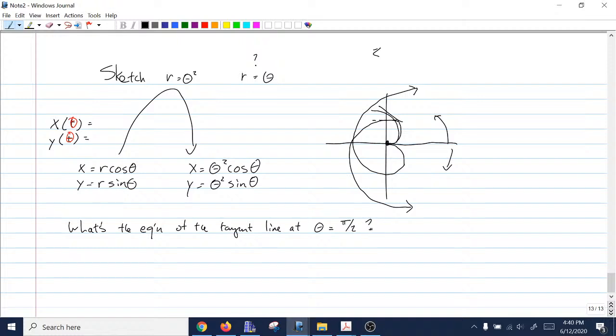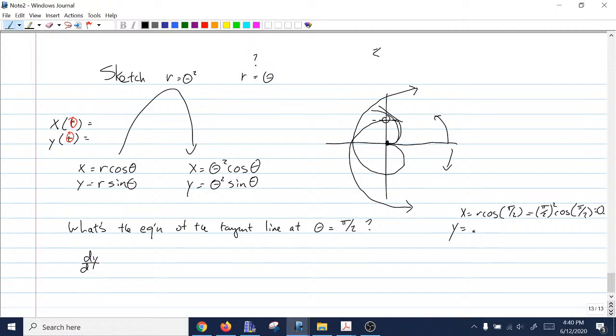How do I find the equation of a tangent line? I think back to what I knew about parametric curves. I need the slope. I guess I need the x value and the y value. x is r cosine pi over 2. What is r? r is pi over 2 squared. What is cosine pi over 2? Is that 0? Yeah, that's 0. Okay, I knew the x coordinate was 0.